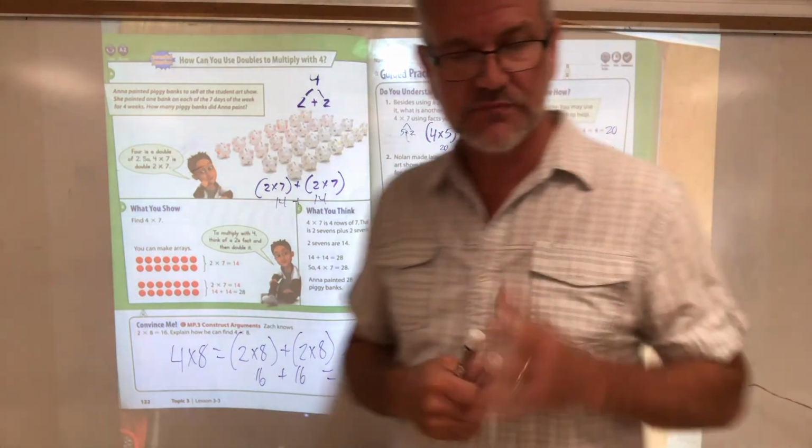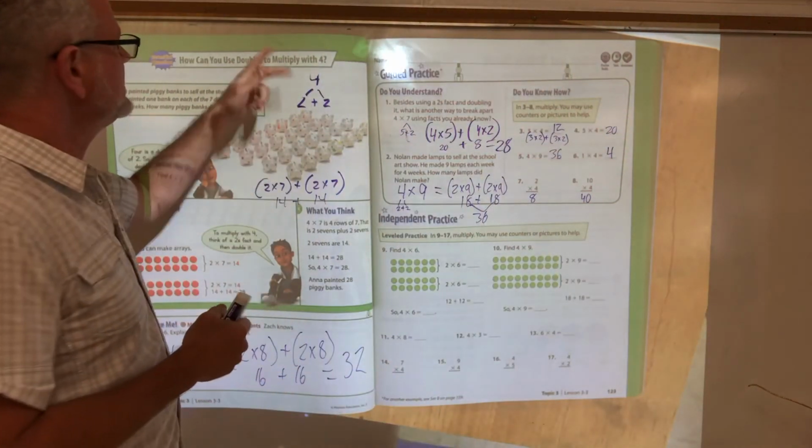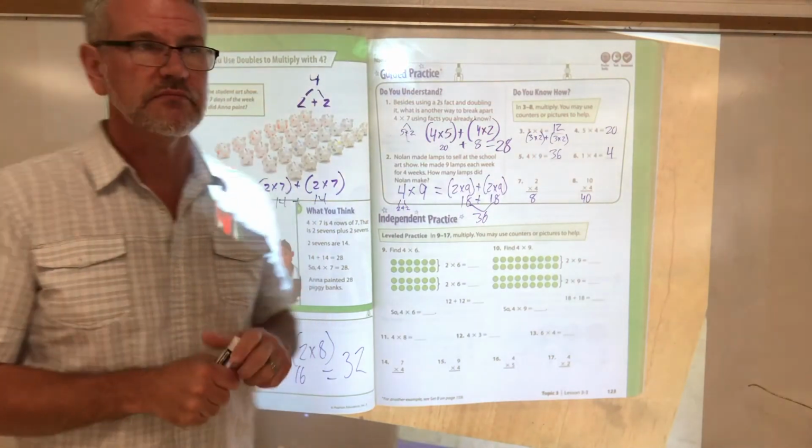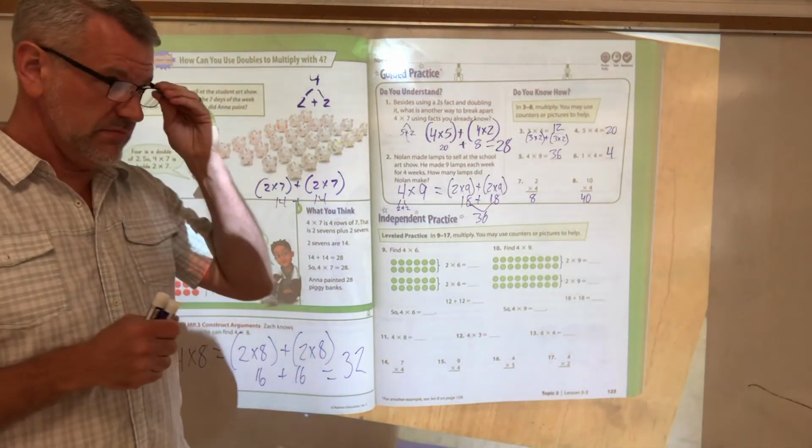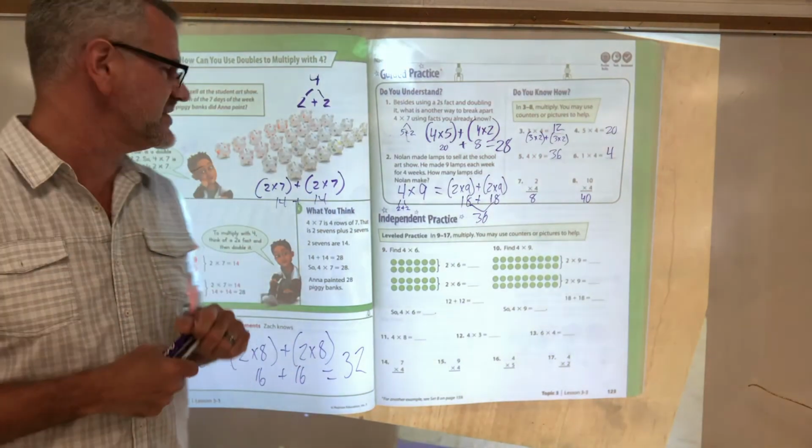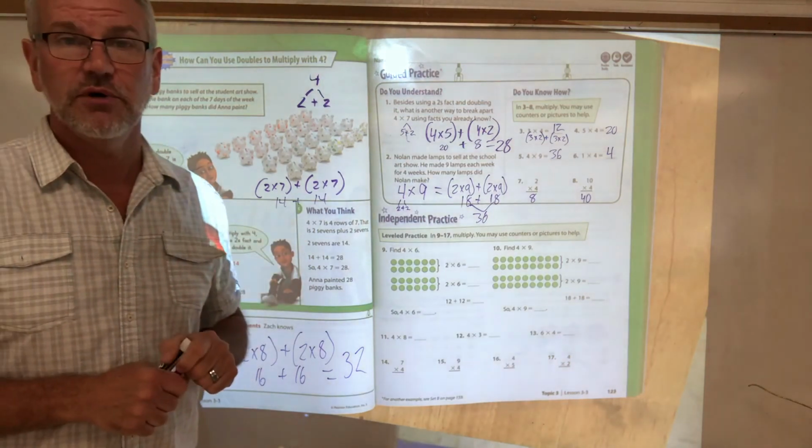All right, so multiplying by 4, it is basically the double. Doubling the times 2. Multiplying times 4.